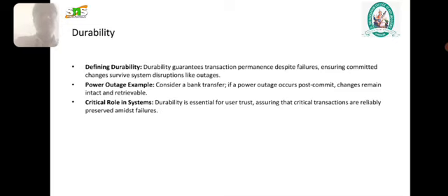If we go to the bank and use an ATM card, and the power of the system fails during the transaction, we can easily retrieve the data for our account, for example our money. And what is the critical role in the system? Durability is essential for user trust, assuring that critical transactions are reliably preserved amidst failures.